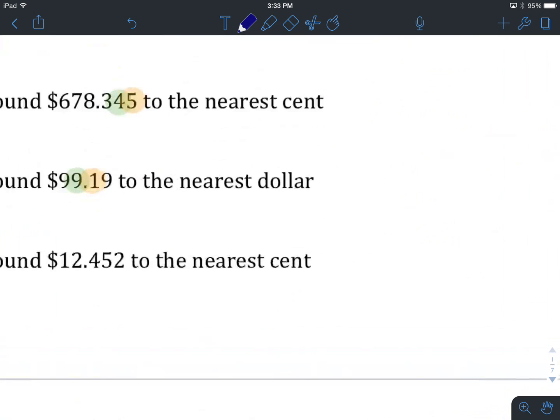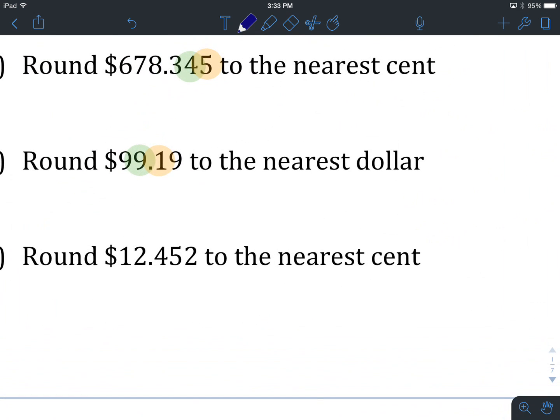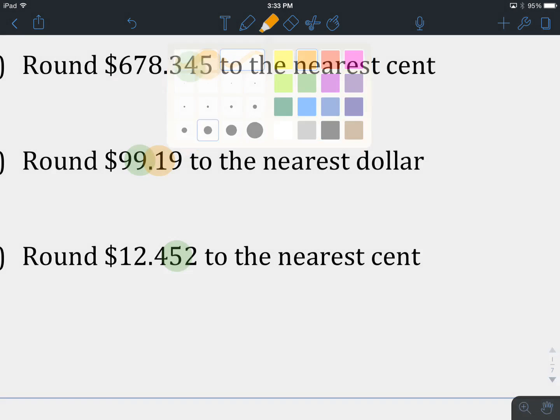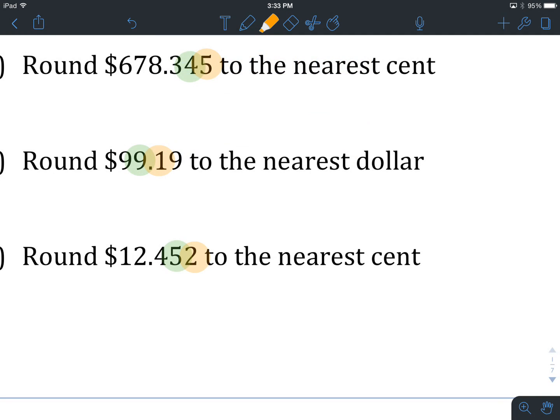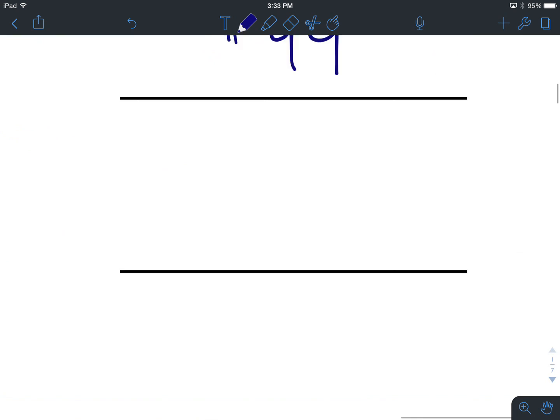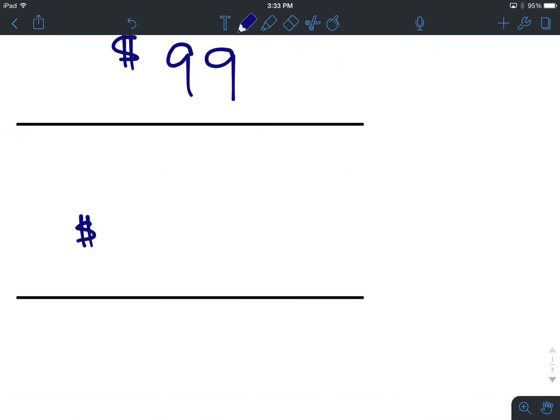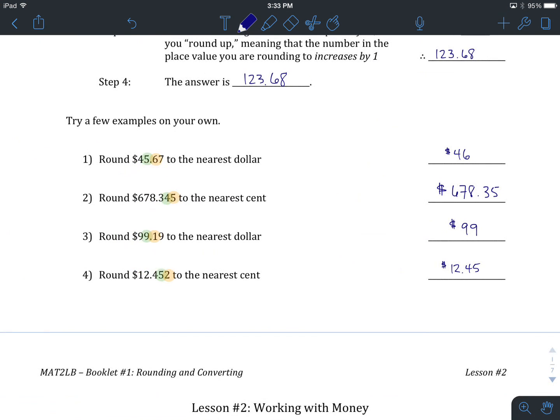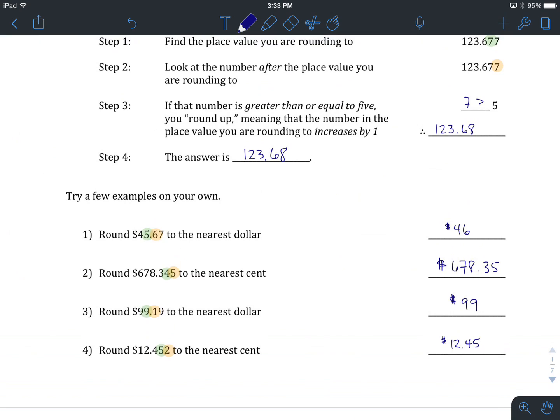And for the last one, 12.452, being asked to round to the nearest cent. There's our 5 right there. We look to the digit after the place value, which is a 2. 2 will tell us that we are not going to bump 5 up. We are going to keep it the same. So we are going to have a final answer of $12.45.